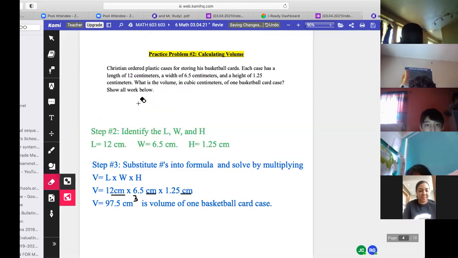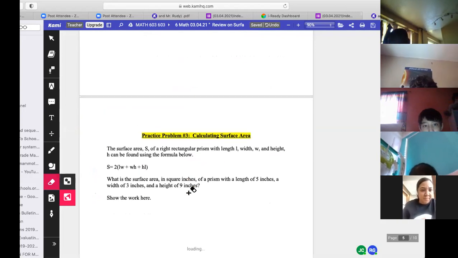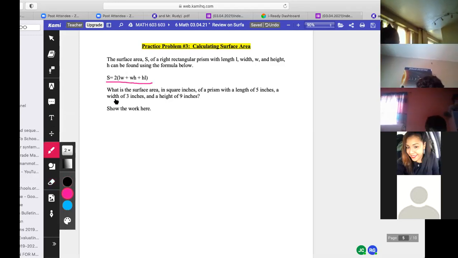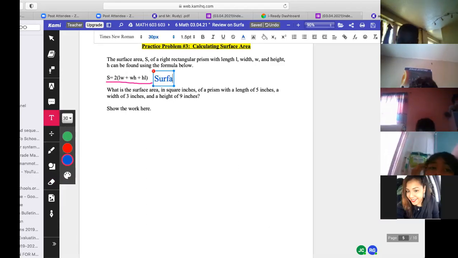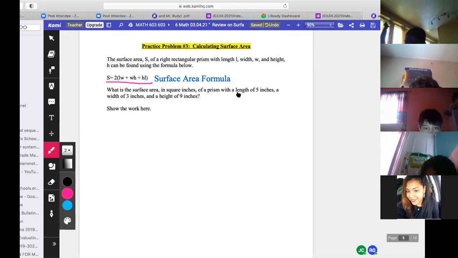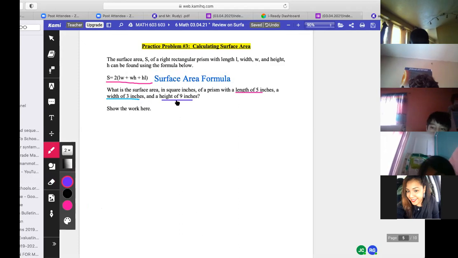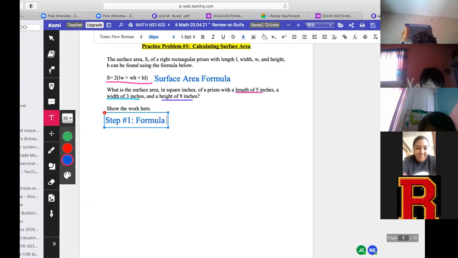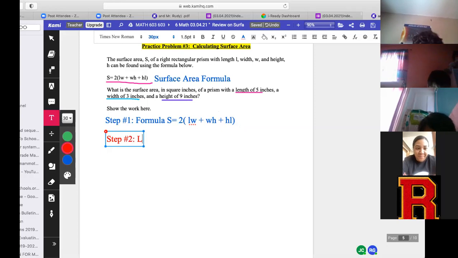Okay. All right, who's got problem 3, Kalani? Problem 3 is Abigail. The surface area S of a right rectangular prism with length L, width W, and height H can be found using the formula below. What is the surface area in square inches of a prism with a length of 5 inches, a width of 3 inches, and a height of 9 inches? So first we have to write the formula, which is S equals 2 parentheses length times width plus width times height plus height times length. Perfect. Continue. The length is 5 inches, the width is 3 inches, and the height is 9 inches.